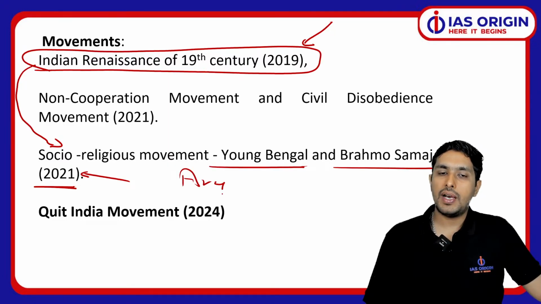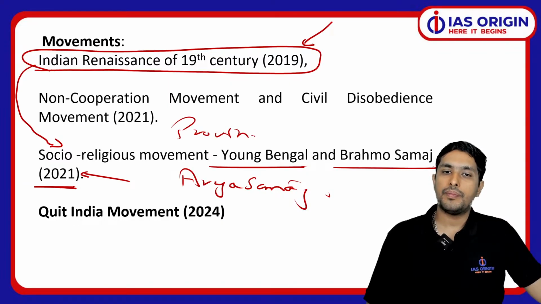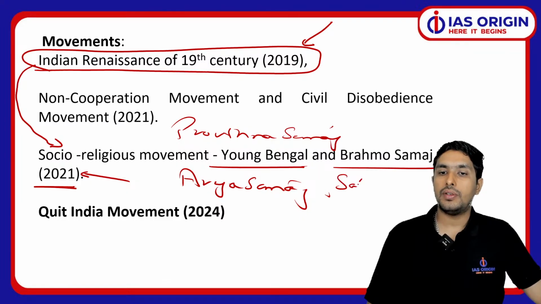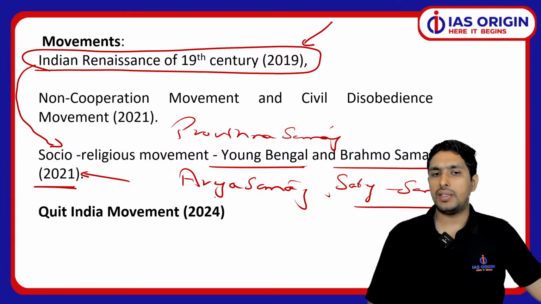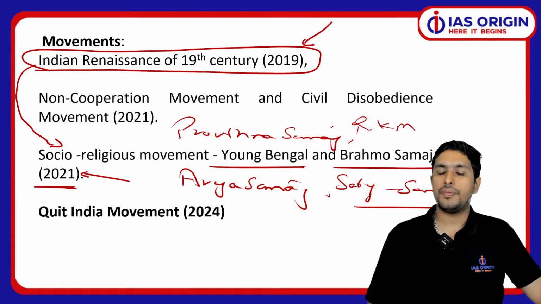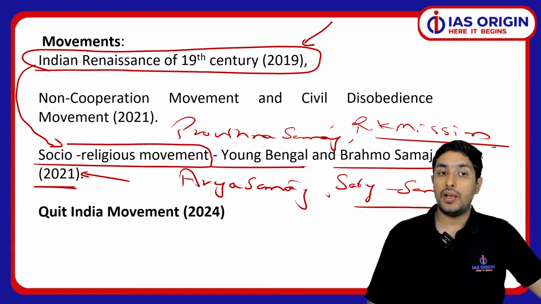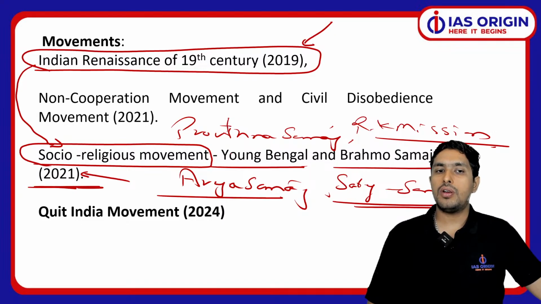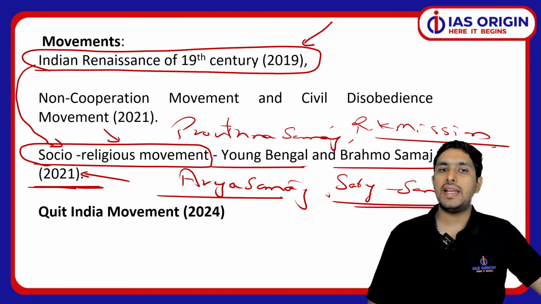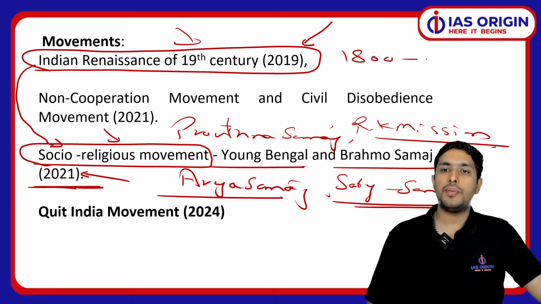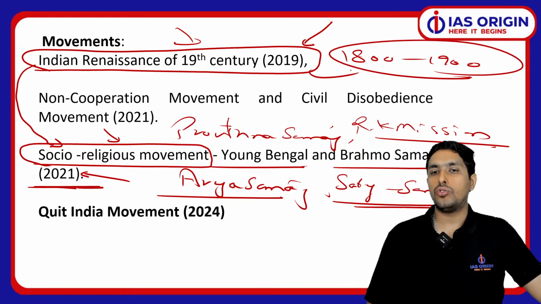Now you can have a question on Arya Samaj. You can also have a question on Prarthana Samaj, on Satyashodak Samaj of Jyotiba Phule, and there are so many others. You can have a question on Ramakrishna Mission. We have various social religious movements in India. So all in all, what is important is that we had various social religious movements going on in India, especially in the 19th century. 19th century means from 1800 to 1900, we had so many social religious reform movements.